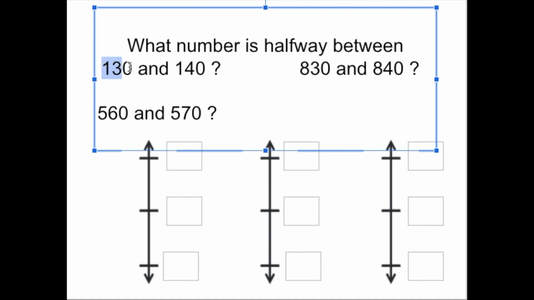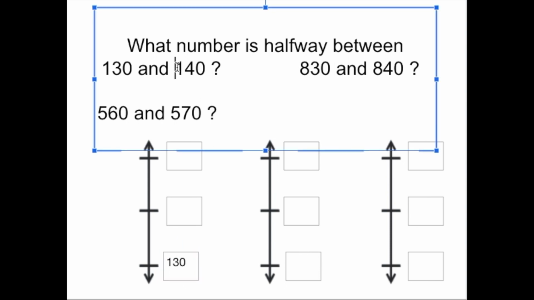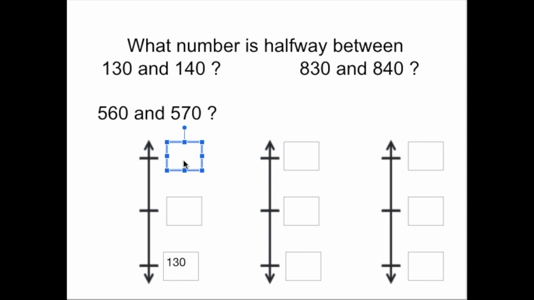Well, I'm talking about the number 130. So 130 is the smaller number. It goes on the bottom. 140 is the larger number. It goes on the top. Right in the middle, I know that number is going to end in 5, so 130 up to 140, right in the middle, you would find 135.